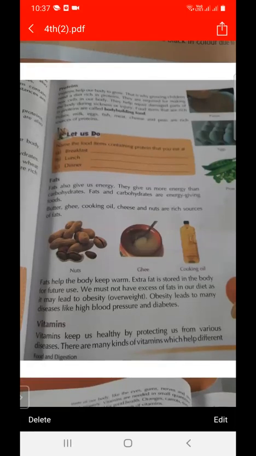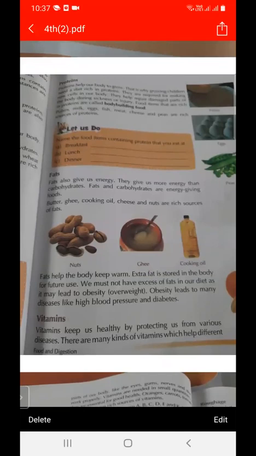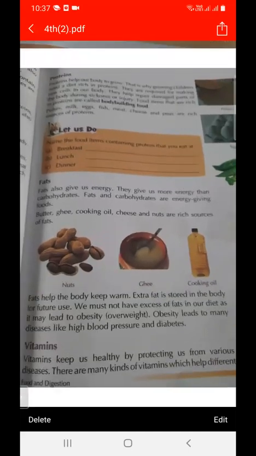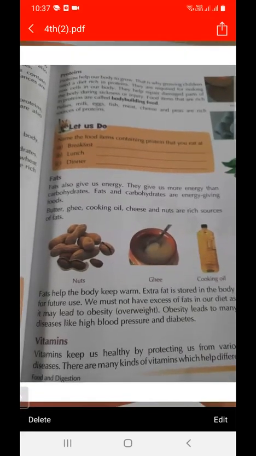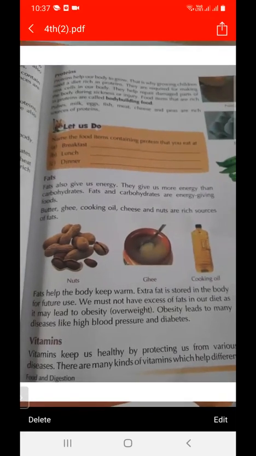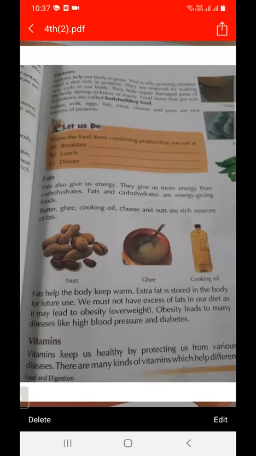And what are the sources of protein? Pulses, milk, egg, fish. These are the sources of protein. So protein is called bodybuilding food. And how can we get protein? From pulses, milk, egg, fish, meat, and cheese. These are the rich sources of protein.